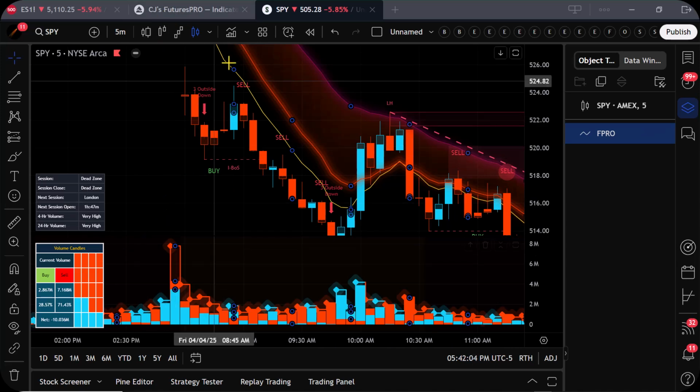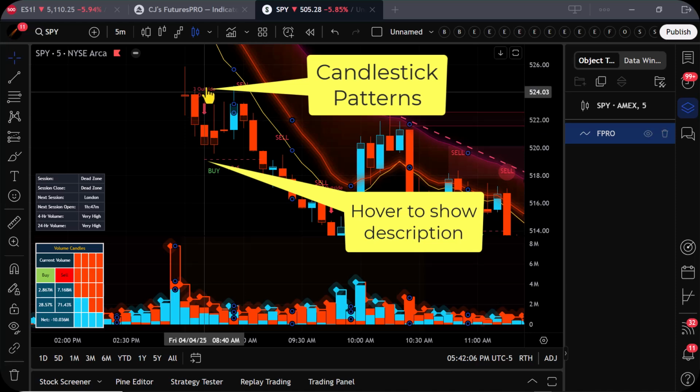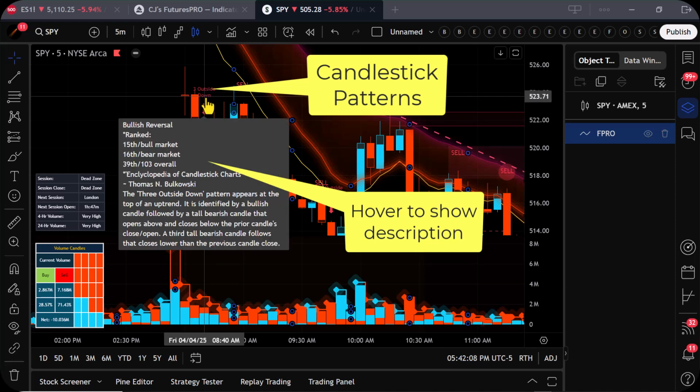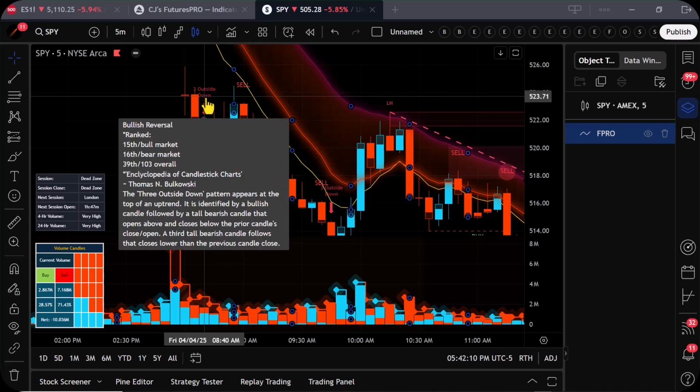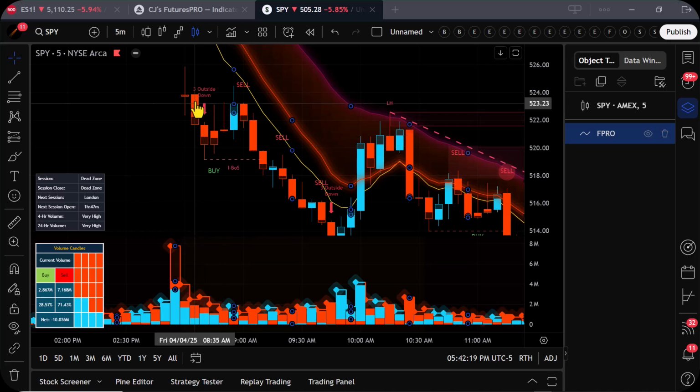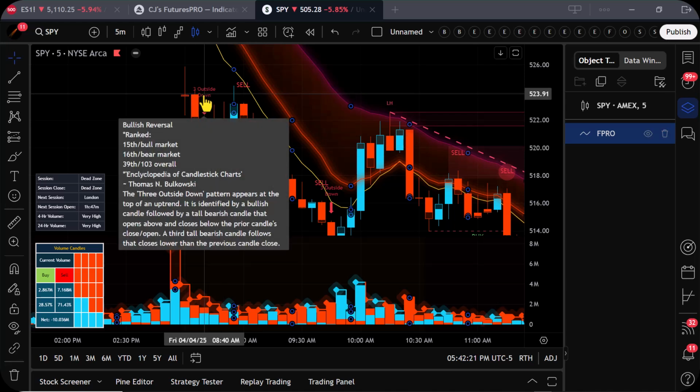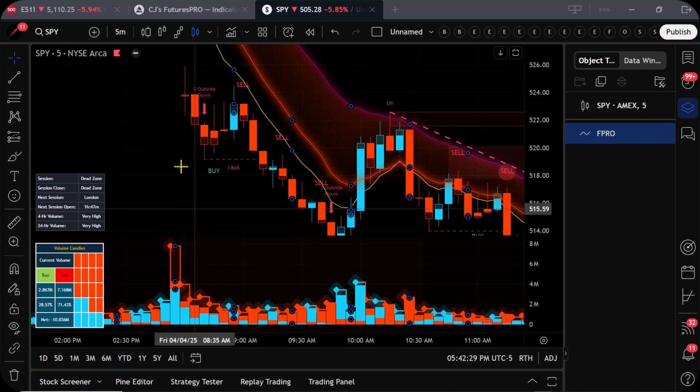Now, here we have candle definitions, and when you hover over a candle definition or a title, which is 3 outside down is what we show here, it will give you a description of that candle based on the Encyclopedia of Candlestick Patterns by Bulkowski. It'll give you its ranking and everything too. So just by hovering over it.